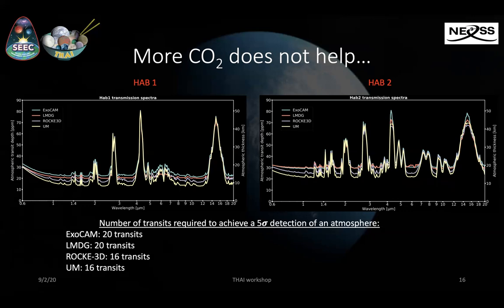And so if we compare our previous numbers for AB1 to AB2, we still have a similar trend. ExoCAM and LMDG need more transits because they are more cloudy, followed by ROCKE-3D and UM. You can note that the LMDG simulation has to be taken carefully because we found very recently that it did not converge fully. And so we will correct that for the future paper.